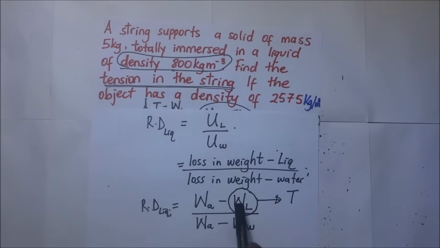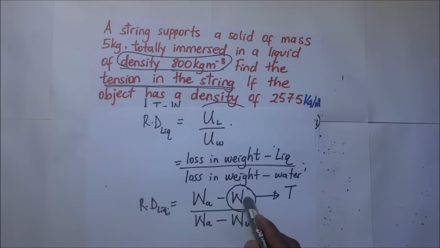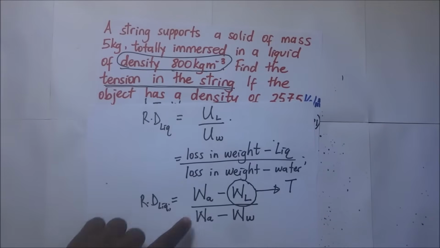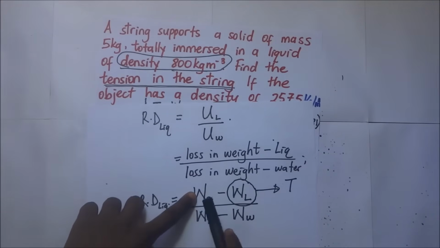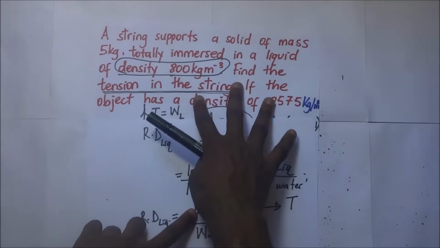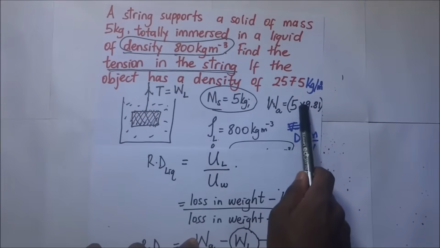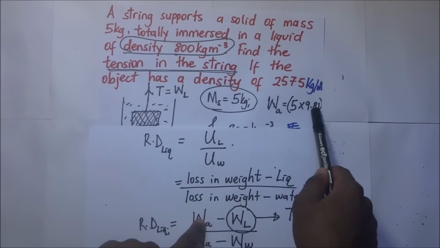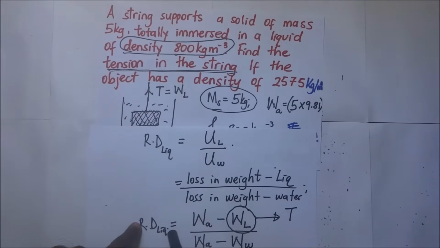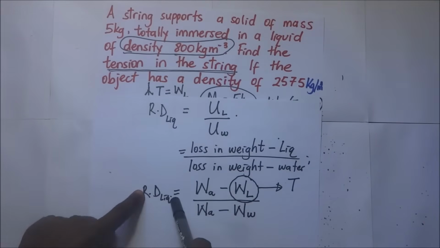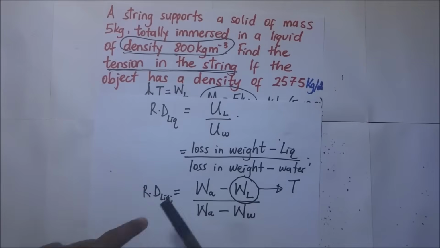So if we get this WL, the weight of the solid mass when it is in the liquid, that is equivalent to the tension. But now the question is, for us to be able to get this term, are we able to find the weight in air? Yes, we have the weight of the solid in air. We already have it actually here. The weight in air is 5 times 9.81. So we can get this term. We can get the relative density of the liquid. Remember, the relative density of the liquid is the ratio of the density of the liquid to the density of water.